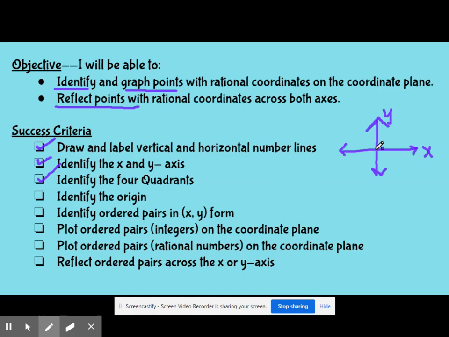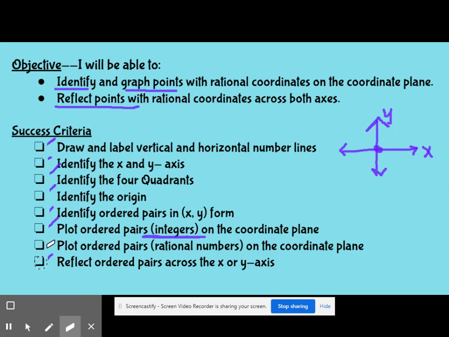Identify the origin, which is where the two lines intersect. We want to identify ordered pairs, a specific point in the coordinate plane. We want to be able to plot, which means graph. And we're going to focus on integers before we move to rational numbers. And then we want to reflect. So there's a bunch of things we need to do today. And so let's break it on down.